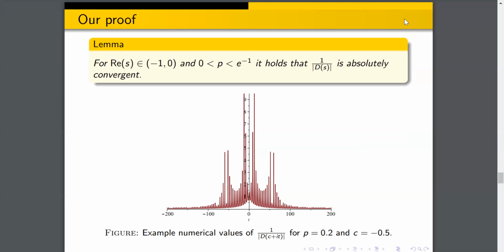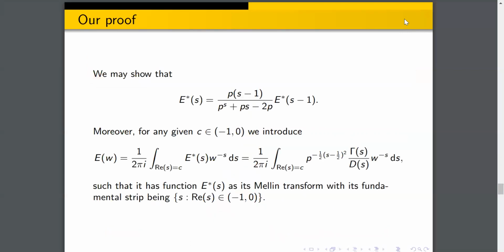And we see that although the swings can be very wide, it actually goes quite smoothly to 0 when T goes to either -infinity or +infinity. And we provide a formal proof in the paper. So we have this already done, and the next step was to show the recurrence equation for E star of S.